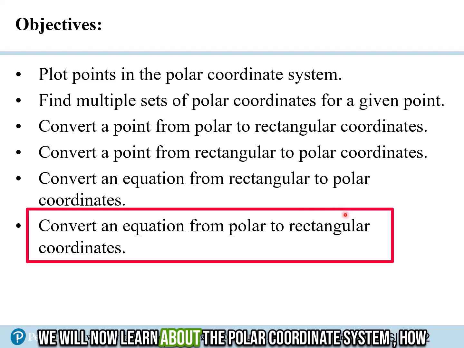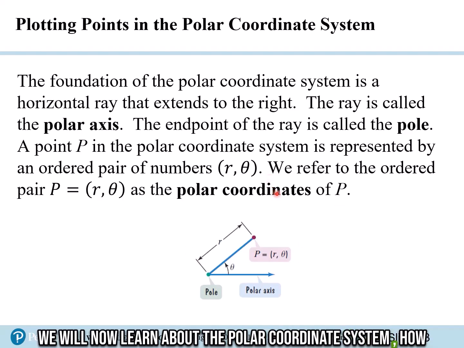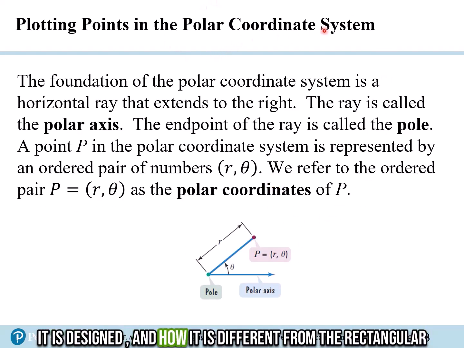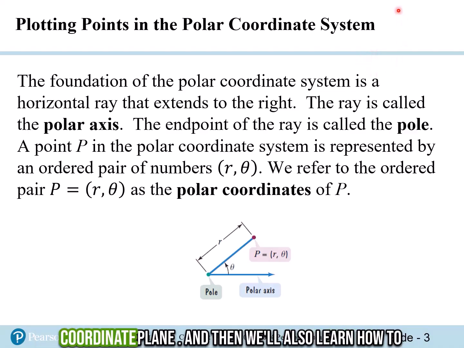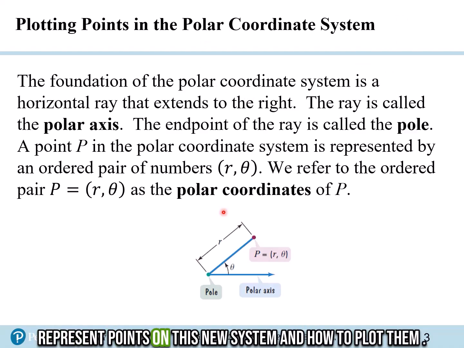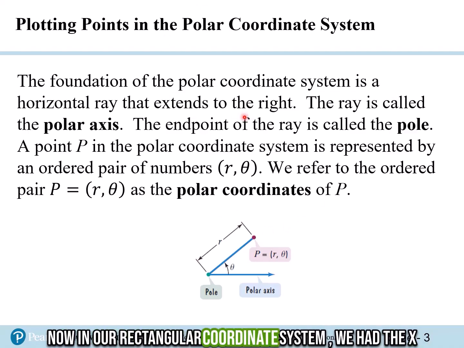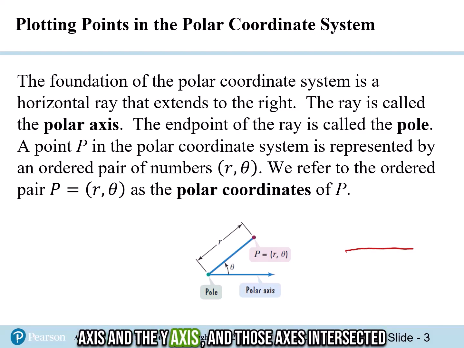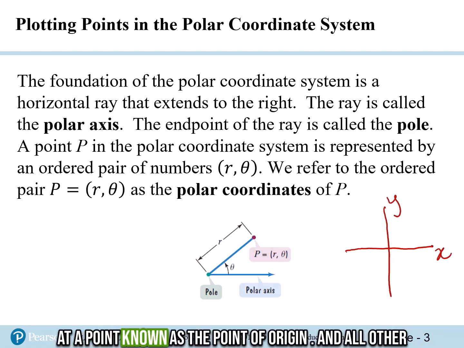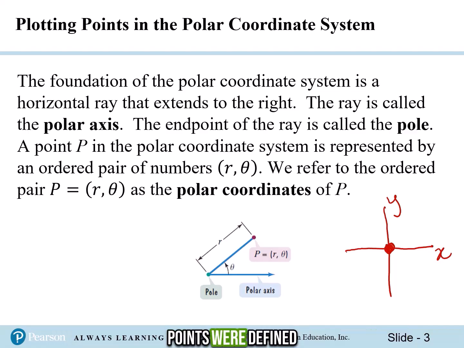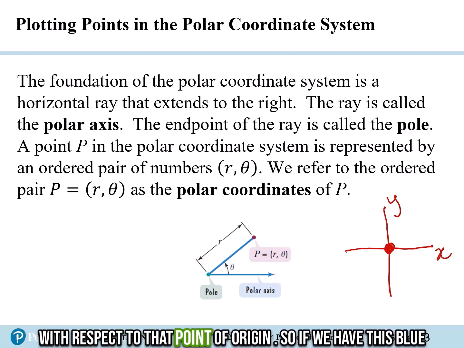We will now learn about the polar coordinate system, how it is designed, and how it is different from the rectangular coordinate plane. And then we'll also learn how to represent points on this new system and how to plot them. Now, in our rectangular coordinate system, we had the x-axis and the y-axis, and those axes intersected at a point known as the point of origin, and all other points were defined with respect to that point of origin.